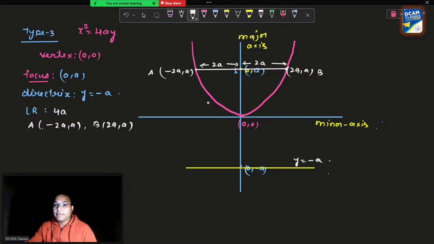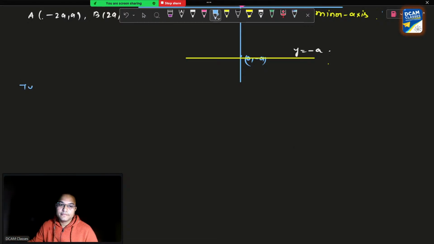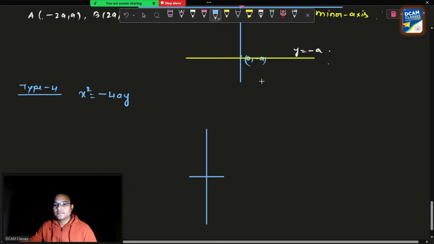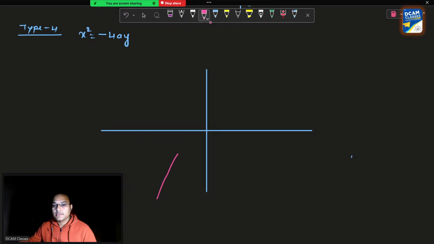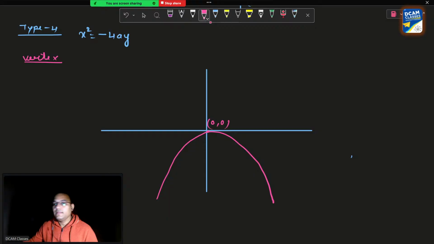But see, remember, the equation is this. Now type 4 is the inverted one: x square is equal to minus 4ay. Just quickly tell me what should be the directrix, what is the vertex. This is 0, 0, the vertex. Focus will be 0, minus a. Very good.